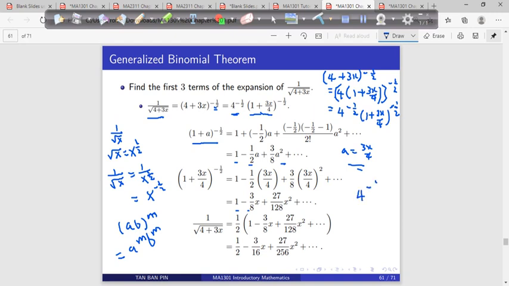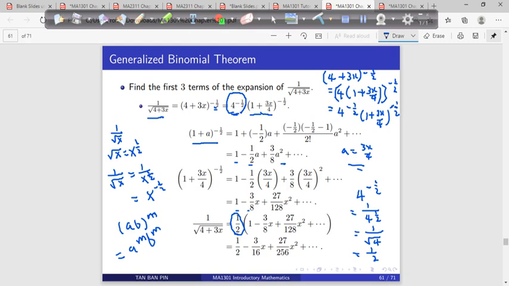4 power minus half is actually 1 over 4 power half. 4 power half is the square root of 4. The square root of 4 is 2, so it means it's half. So that's why there's a half here.